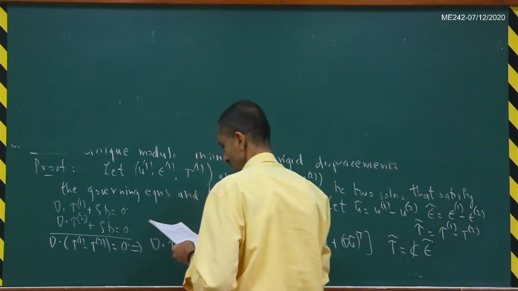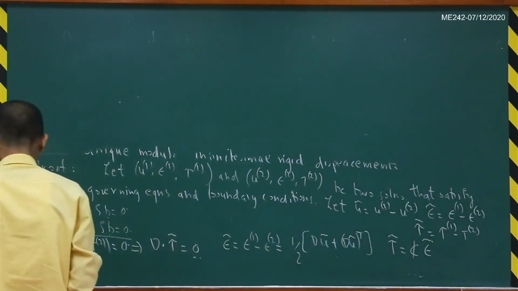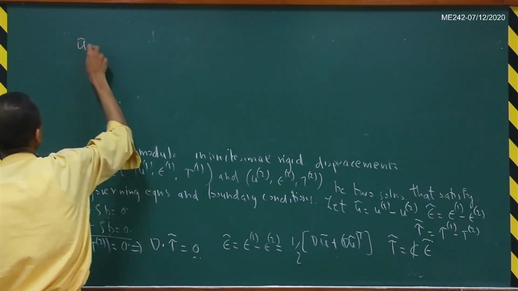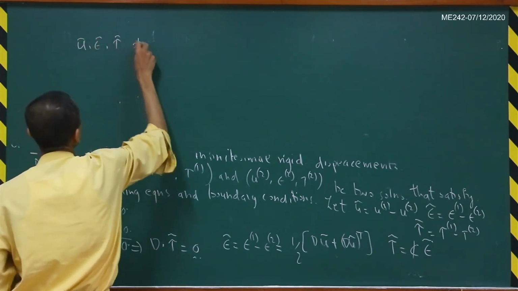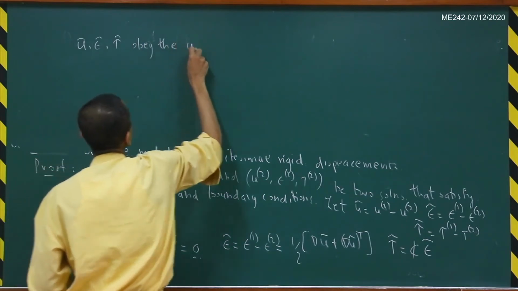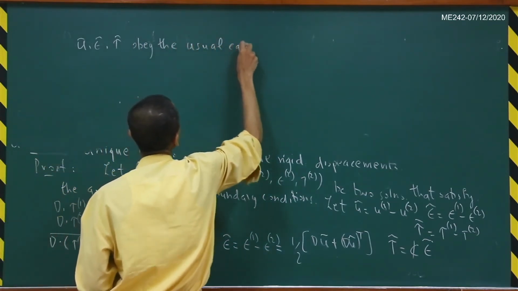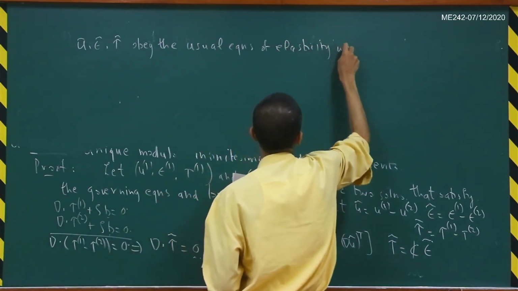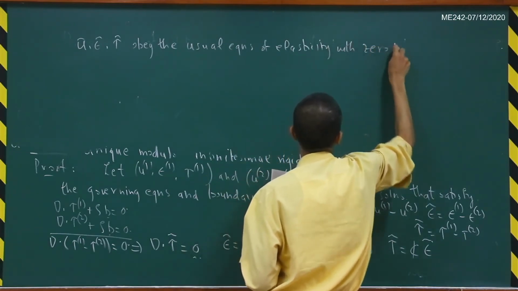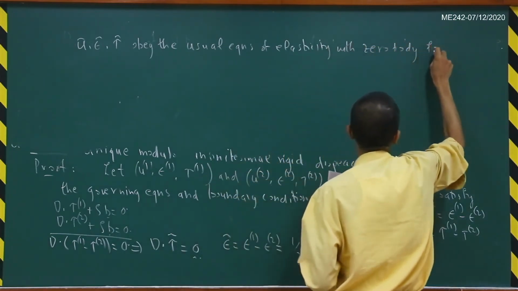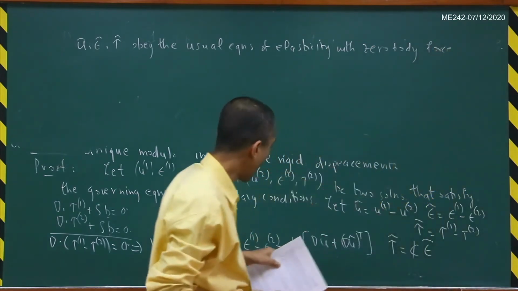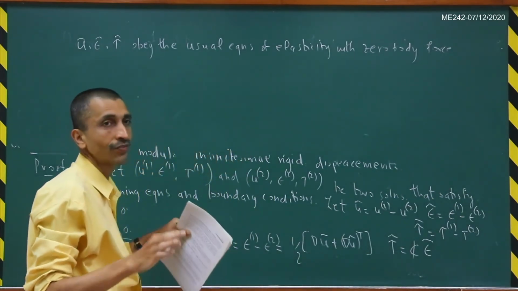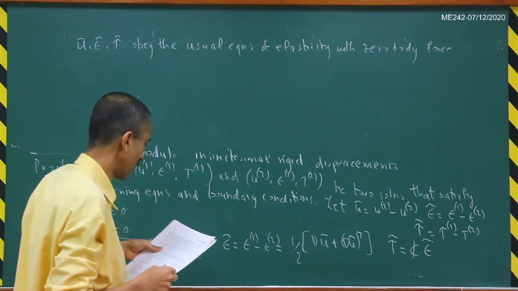Okay, so let us just see. This u tilde, epsilon tilde, tau tilde obey the usual equations of elasticity with 0 body force. As I said, actually the body force is not 0, but in the mathematical framework, this u tilde, tau tilde and epsilon tilde satisfy the same equations with body force 0. So that is what we are saying.